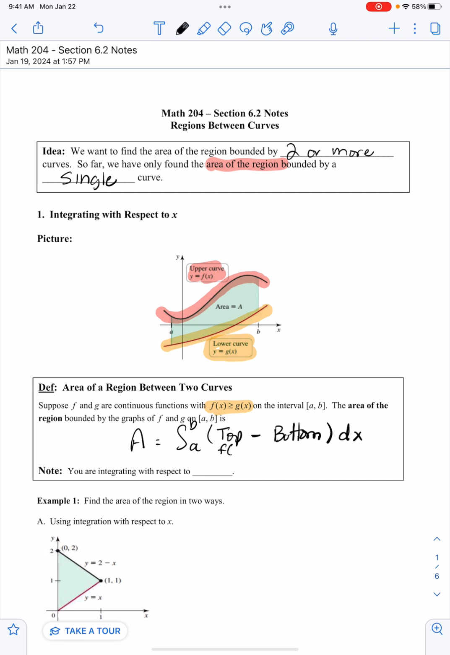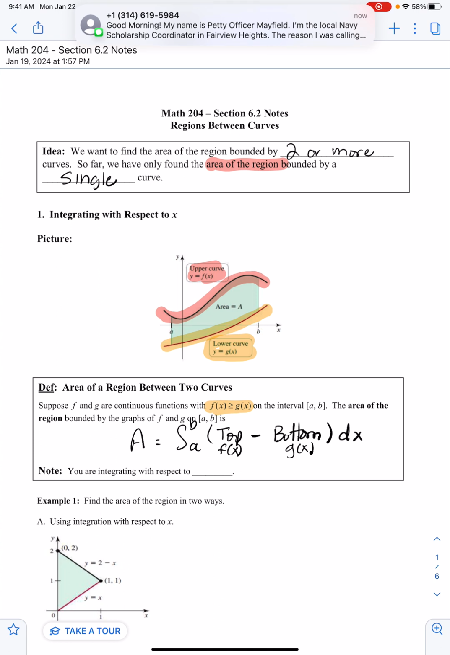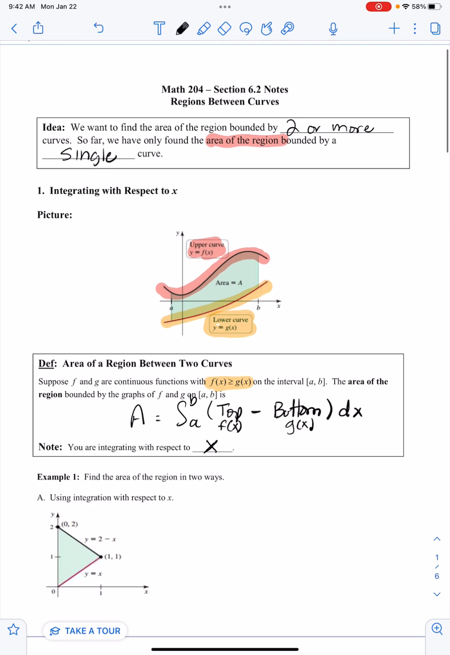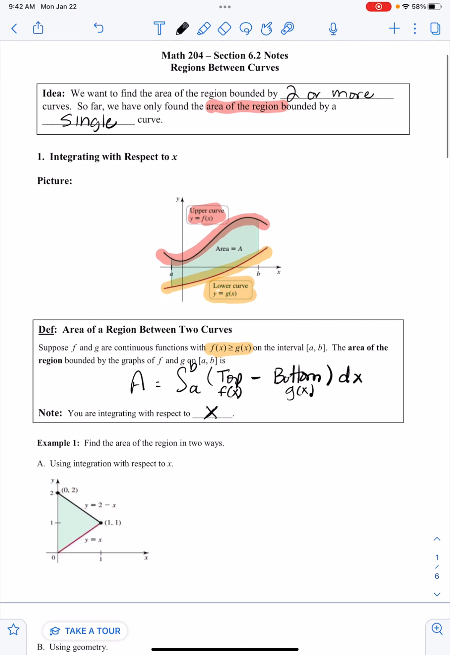If you want to use notation and call your top curve always f of x and your bottom curve g of x, that's fine. But we'll try to stick with language to help us see what's going on. The main thing is that our integration is with respect to x. Okay, sorry about that. My notifications are popping up on my iPad during lecture here.